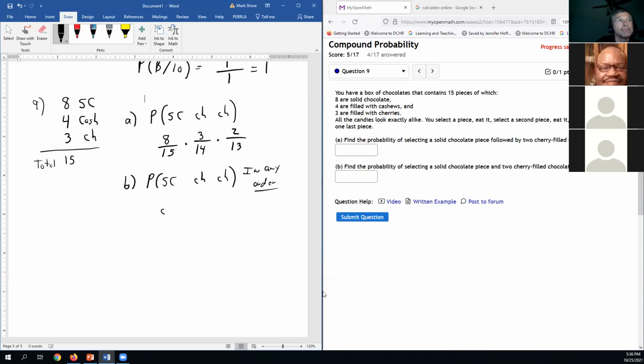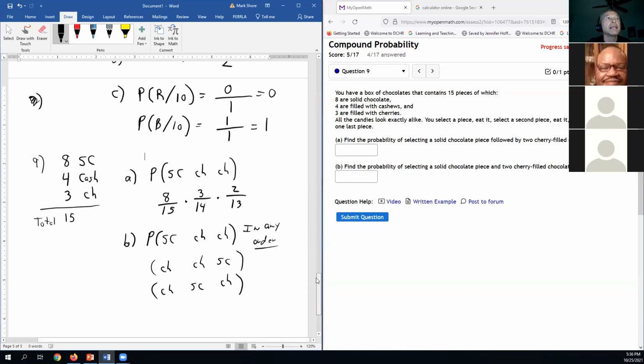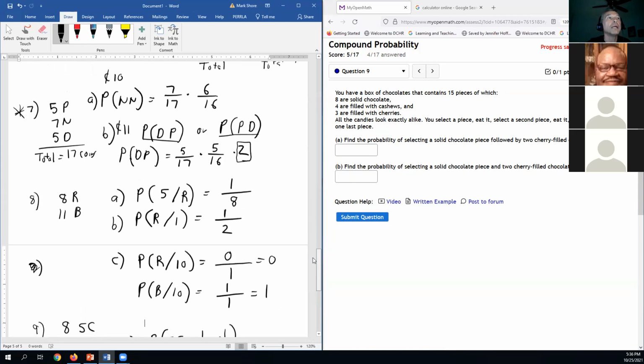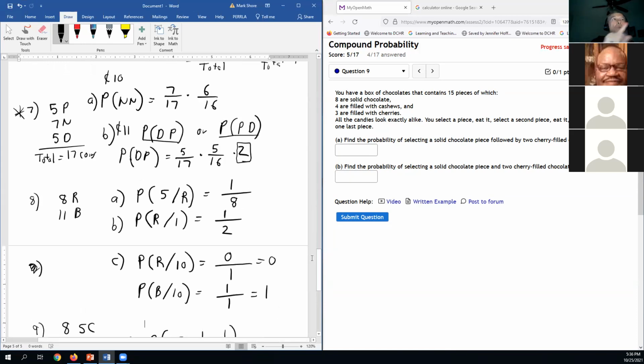Cherry, cherry, solid chocolate. Right? And is there another way it could come up? Cherry, solid chocolate, cherry. And you can think as much as you want, and that's it. So there are 3 ways that this could come up. Now look, the previous one was easier. There were only 2 ways, dime penny, or second way, penny dime, 2 ways.